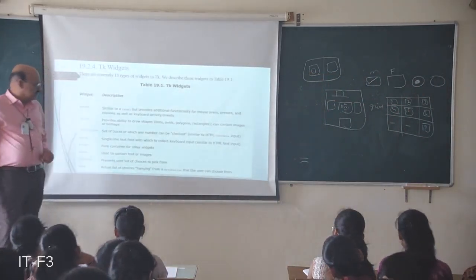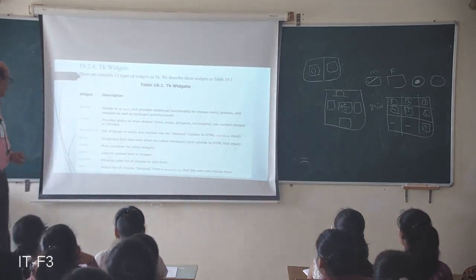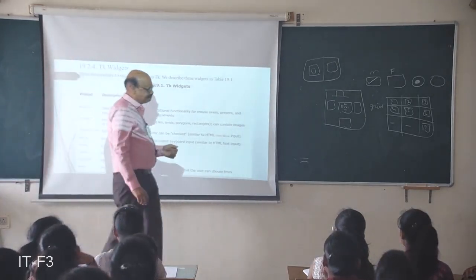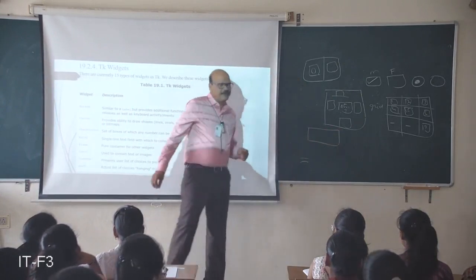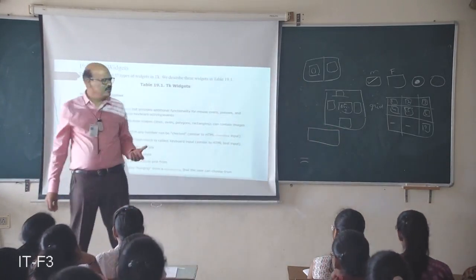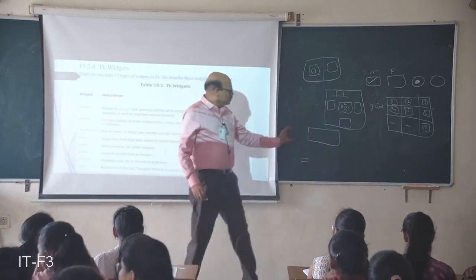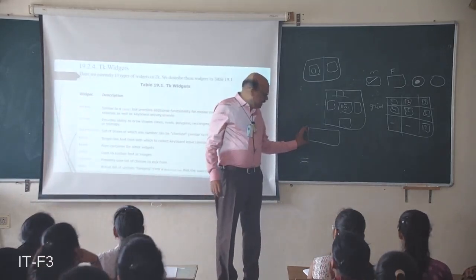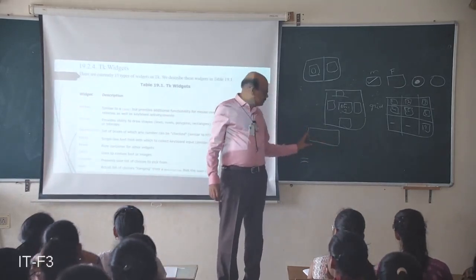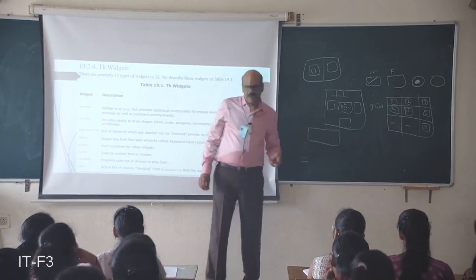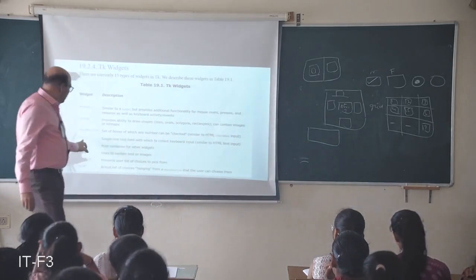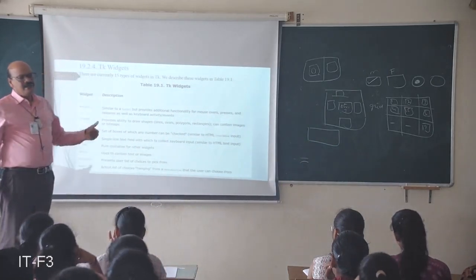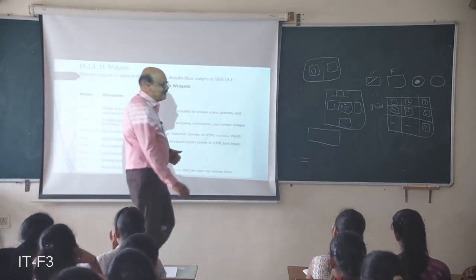So entry, what is this entry? Entry in Java we call them a text box. A box will appear of the specified dimension. You can specify the dimension, what is the height and what is the width. Suppose I say 10 by 20, a 10 by 20 entry box will be displayed. So here the user can enter some text.